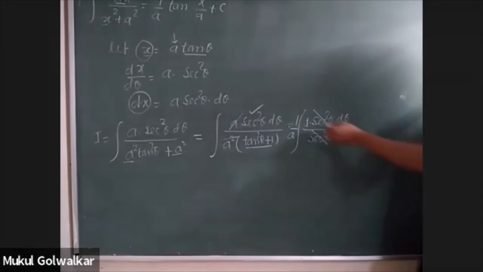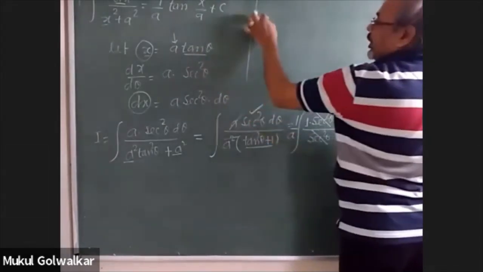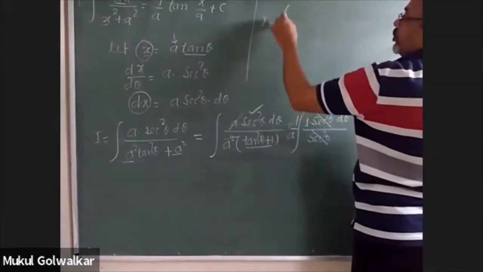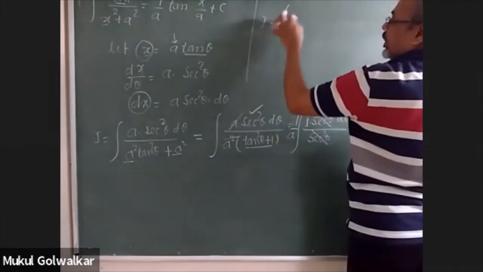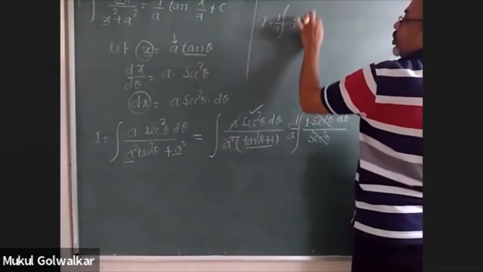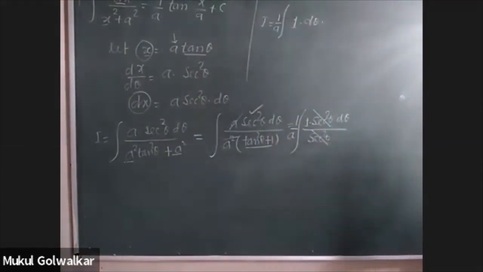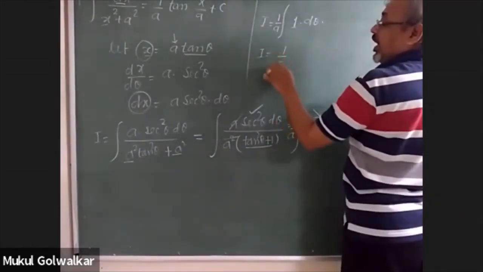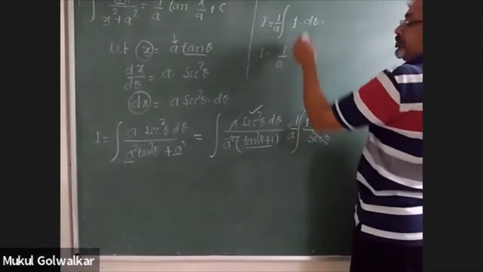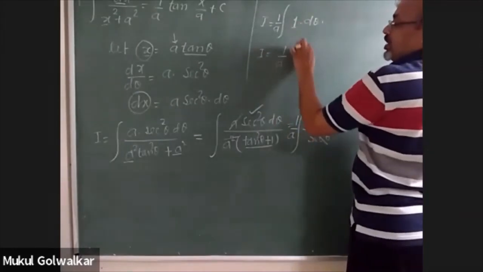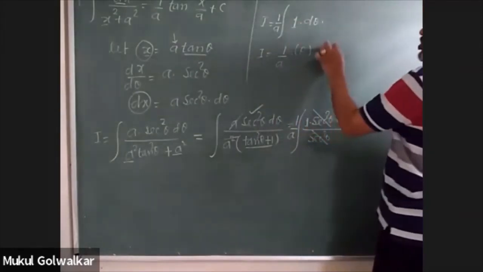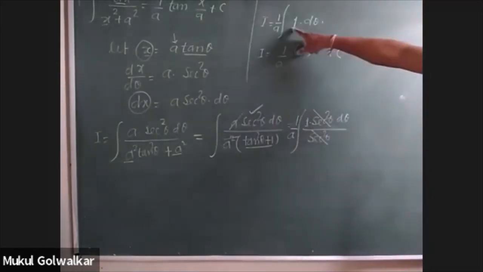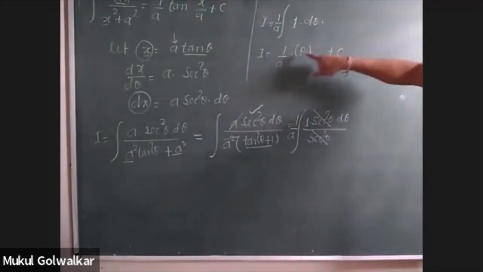Now you see that this function I is equal to the integration of 1 by a, which was outside, times the integration of 1 with respect to theta. So now we should write I is equal to 1 by a into, the answer is equal to theta plus constant. Do you know how the integration of 1 with respect to theta will be equal to theta?